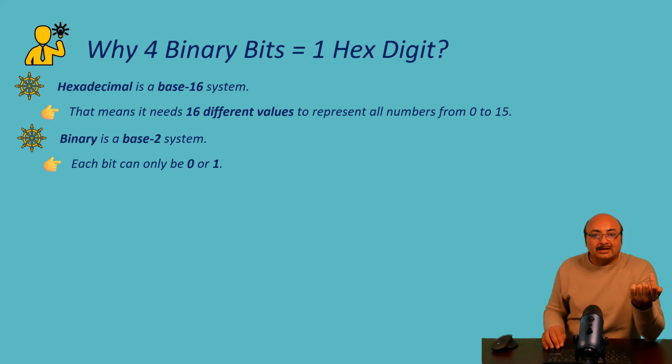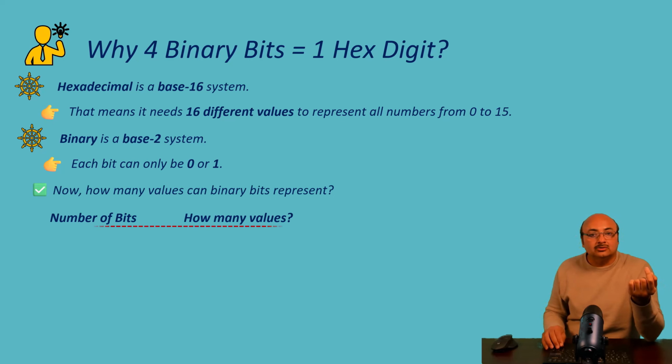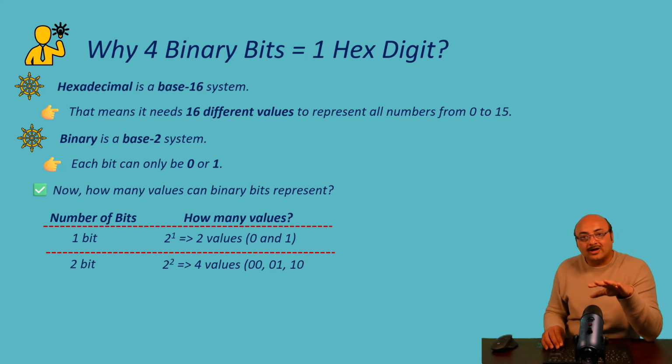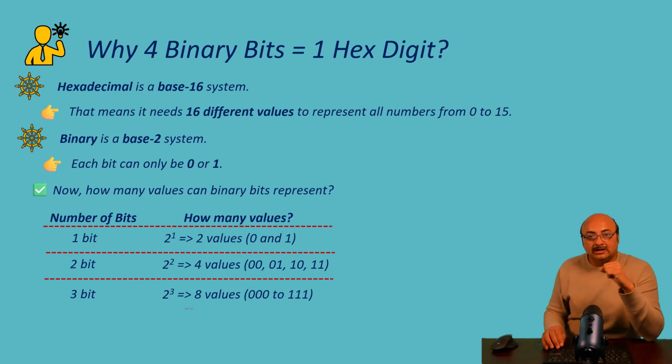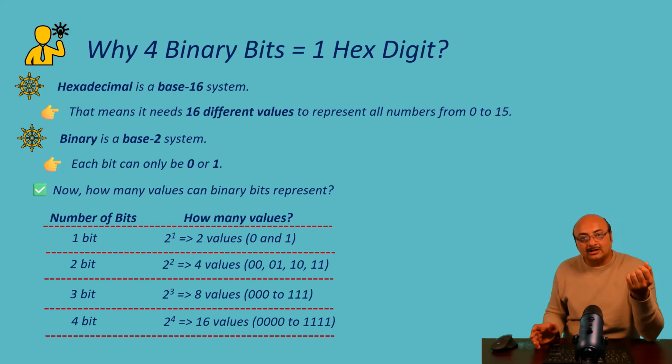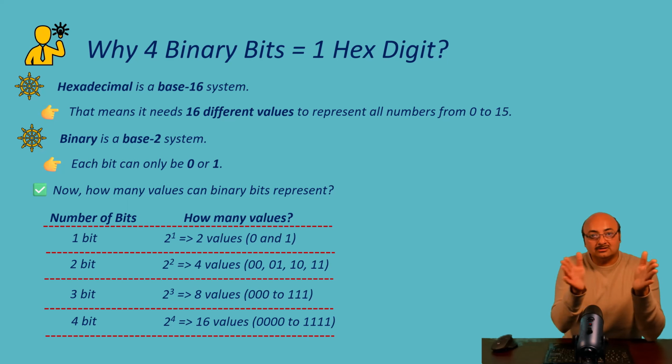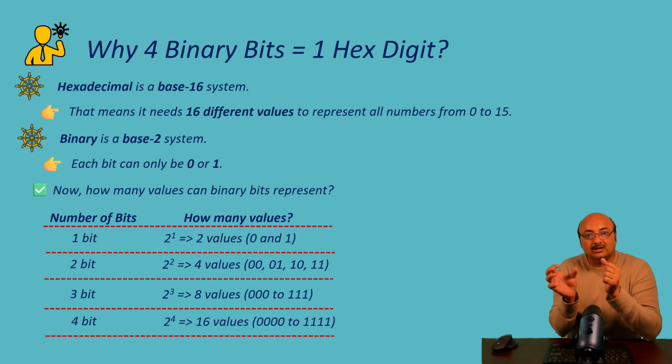With one binary digit, we get two values, 0 and 1. With two binary digits, we get 4 values. With 3, we get 8. And finally, with 4 bits, we get 16 values. 16 values, remember? Hexadecimal covers 16 values, 0 to 9 and A to F. We need 16 values. So, 16 values can be represented by 4 binary digits.